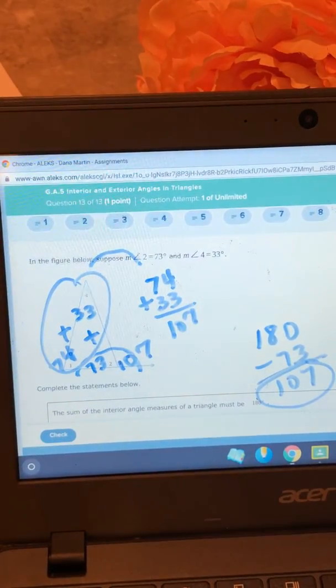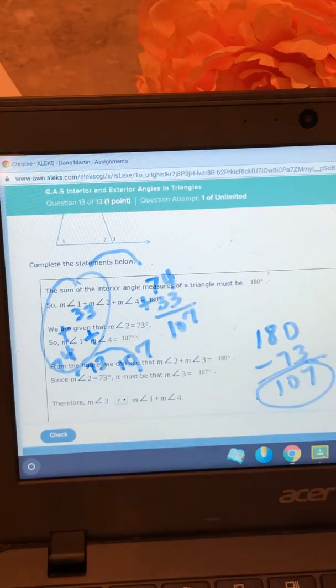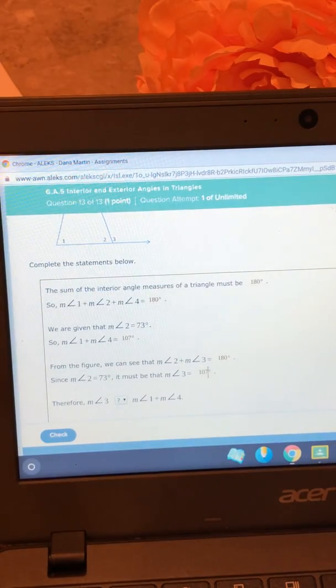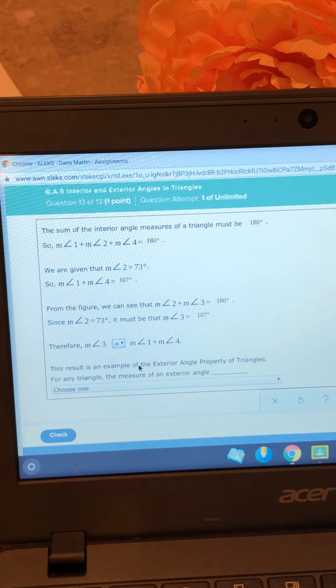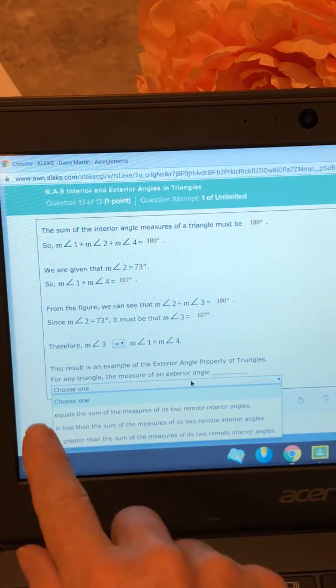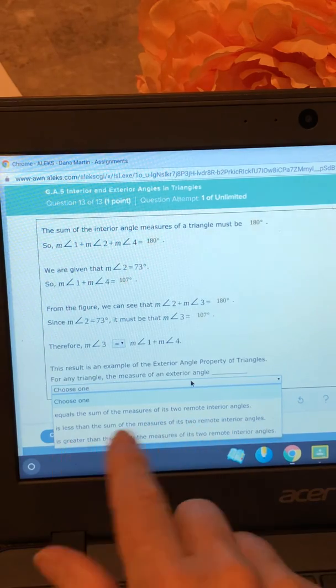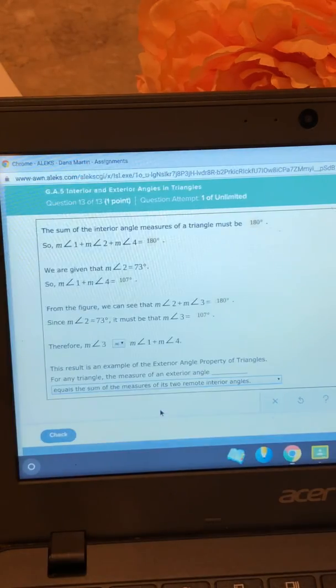Okay. All right. So, therefore, what can we say about the measure of angle 3 and the measure of angle 1 plus the measure of angle 4, the remote interior angles? The exterior angle is always equal to the sum of the remote interior angles. So the result is an example of the exterior angle property of triangles. For any triangle, is the measure of an exterior angle equal to the sum of the two remote interior angles, less than the sum, or greater than the sum? So hopefully you know it equals the sum of the measures of the two remote interior angles.